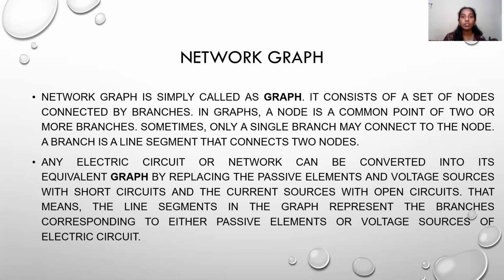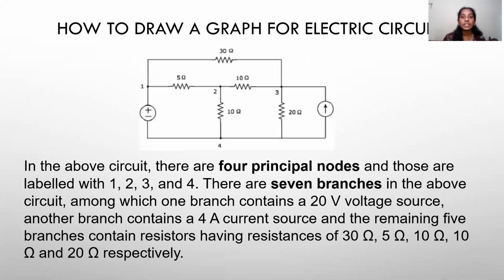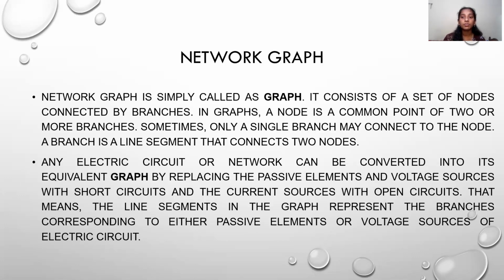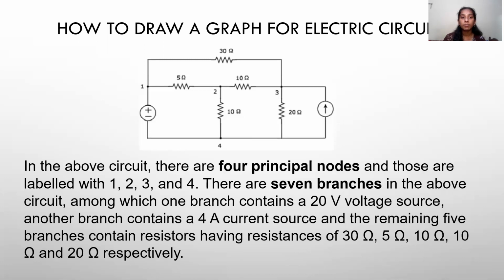Any electric circuit or network can be converted into its equivalent graph by replacing the passive elements and voltage sources with short circuits and current sources with open circuits. That means the line segments in the graph represent the branches corresponding to either a passive element or a voltage source of the electric circuit. In this circuit, we have one voltage source and one current source. So, according to this condition, the voltage source will be short circuited, and the current source will be open circuited.